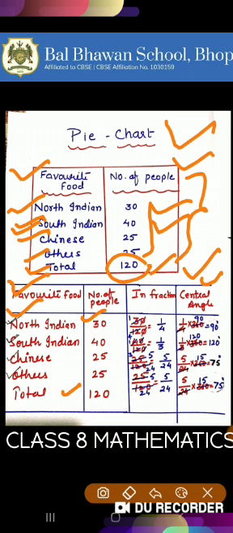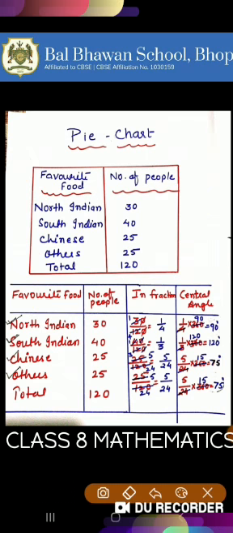The third column will be for the fraction, and the fourth column is for the central angle, right? First two columns are for the same, favorite food and number of people. Third is for fraction and fourth one is for central angle. So let's learn how to find out the fraction for the given data.